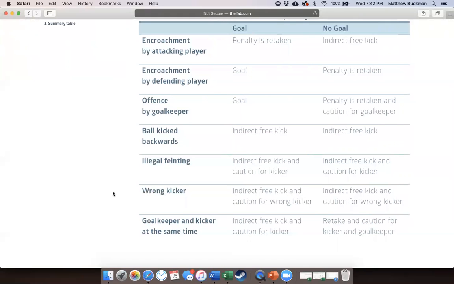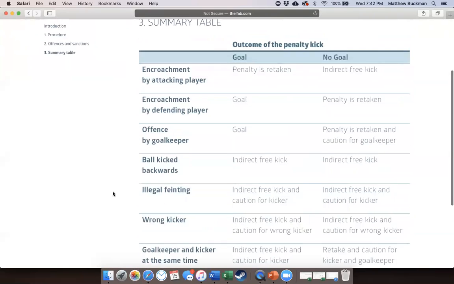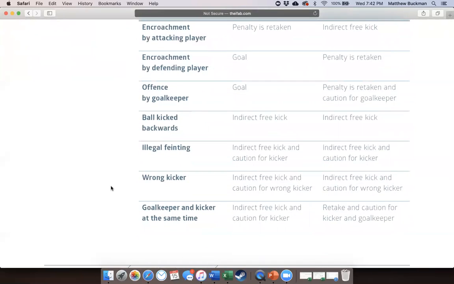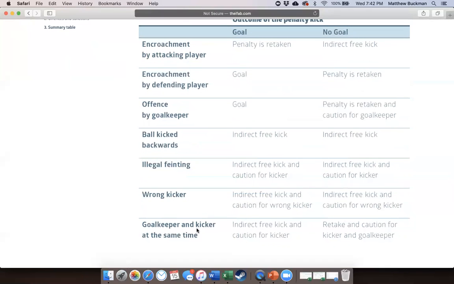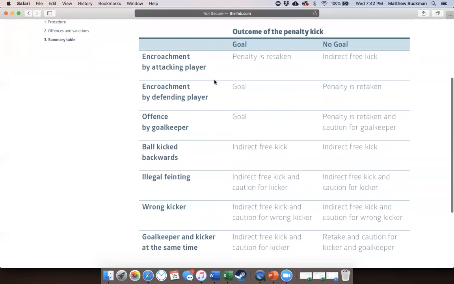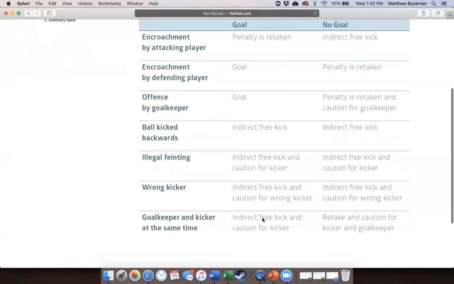And then lastly, when we have both the goalkeeper and the kicker at the same time, if the goal is scored, meaning both the goalkeeper has come off and the kicker has committed some sort of infraction, first of all, that's a unicorn. I've never seen it happen before, so I hope it won't happen to anybody here. But if it does, you have an indirect free kick, you punish the attacker, and you give a caution to the kicker. So again, if both people, the goalkeeper and the kicker, are guilty, if the goal gets scored, you give an indirect free kick, which means you negate the goal, and you caution the kicker.